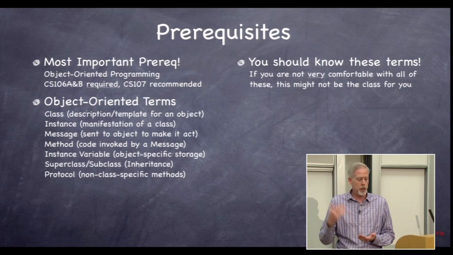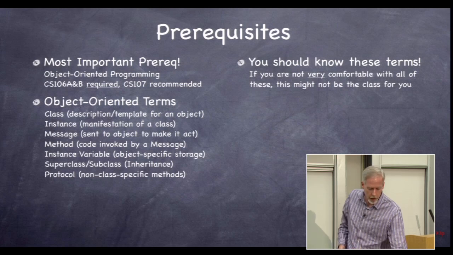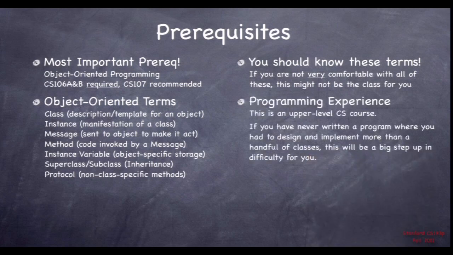If you're not comfortable with these terms, if you haven't had some experience writing object-oriented programming, it's going to be trouble. And specifically, if you've never written an object-oriented program that uses more than a class or two, like I know a lot of CS106A, the assignments are write a class that has these 5 methods that does something.